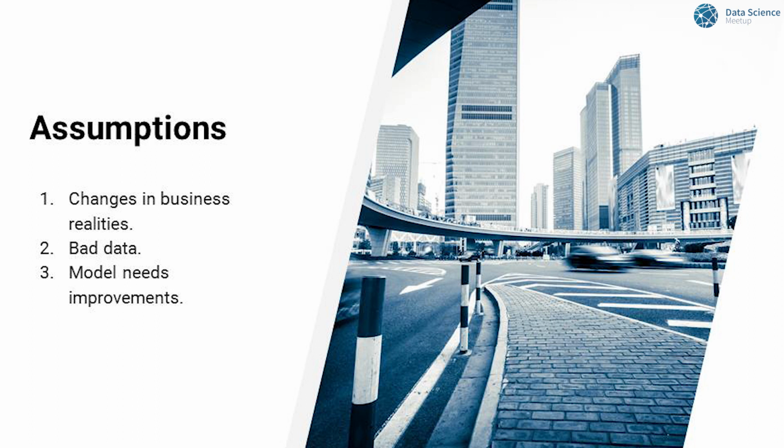So the three basic assumptions that you can make: where are these problems coming from? First, maybe some changes in your business realities. For example, if you are a Kazan Express or AliExpress company, and you added new products or something like that. Or you are getting bad data, for example, some of your sensors have been affected by the weather. Or your models just need improvement, because they haven't been trained in a long time.